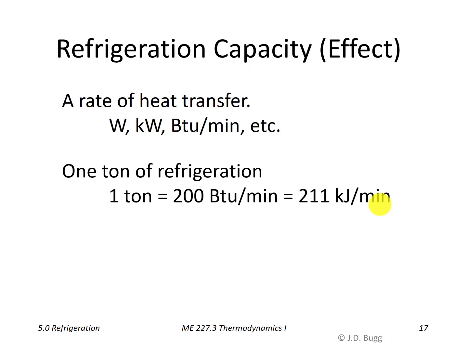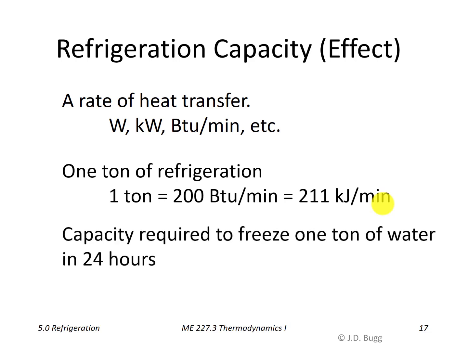Now it's kind of a funny unit. You don't think of a ton as being a heat transfer rate, but that's what it is. Now the way that it got that name is if you happen to have a refrigeration system that has a capacity of 1 ton, then that is exactly what you need to freeze 1 ton of water in 24 hours. So if you're in the ice making business and you want to make a ton of ice every day, then you need a refrigeration system that has a capacity of 1 ton. That's where that name comes from.